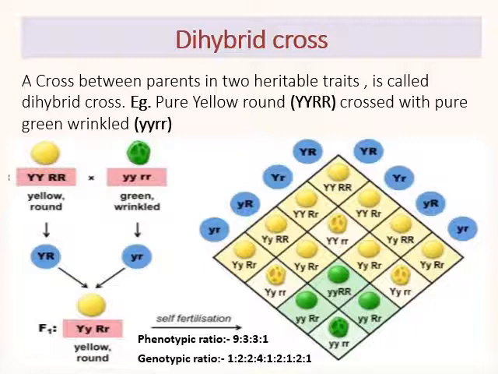Seeds are collected from F1 generation plants. F1 generation plants were all yellow round. Why all yellow round? Because yellow and round are the dominant characters. So all the plants obtained in F1 generation were yellow round.